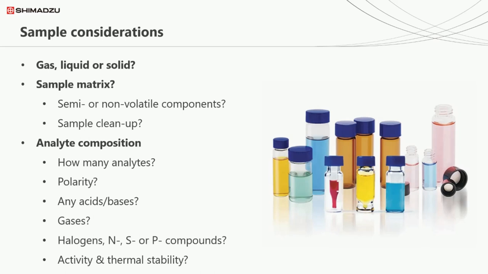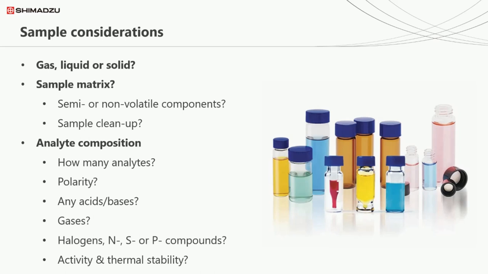And what about the target analytes themselves? Are we looking at a handful of components, or are we dealing with an extremely complex mixture that may require advanced separation techniques? Are the analytes polar or non-polar? This will impact our column choice. Are there any acidic or basic components, like carboxylic acids or amines, that might require modification before they can be analysed by GC?